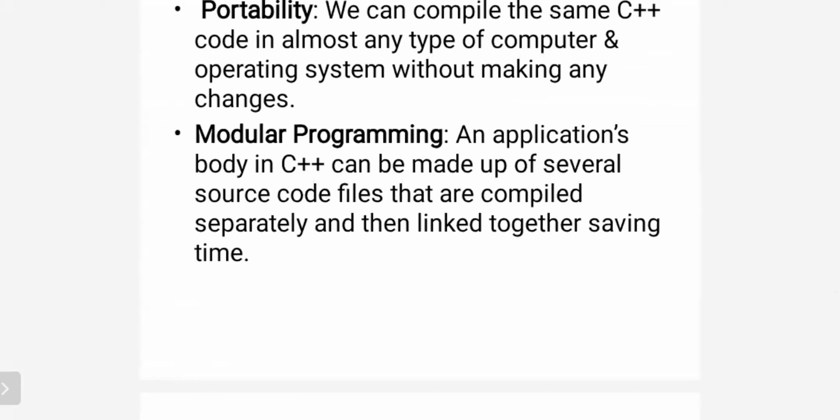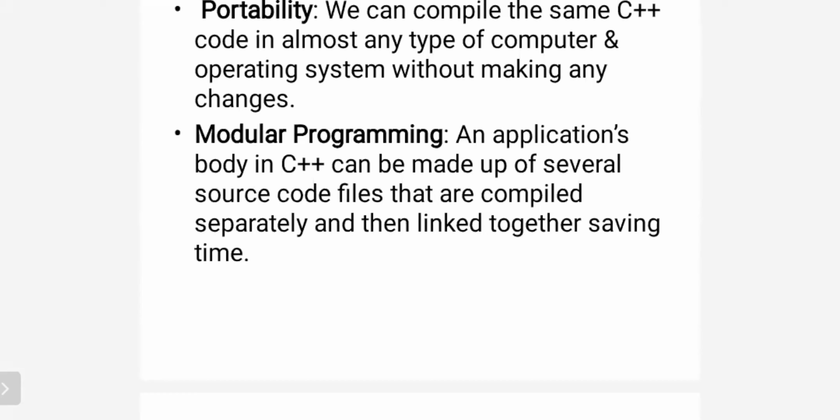In that case, the project can be divided into a number of modules. Those modules can be implemented separately and tested separately. Finally, we combine all the modules and get the output of the main module or main project.